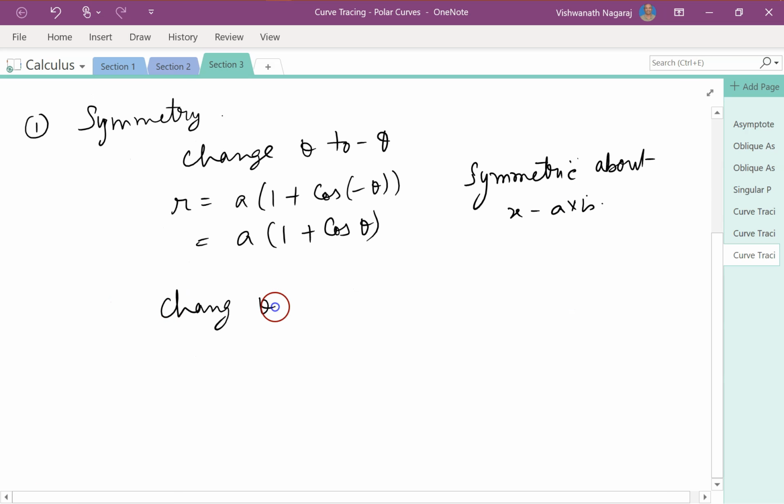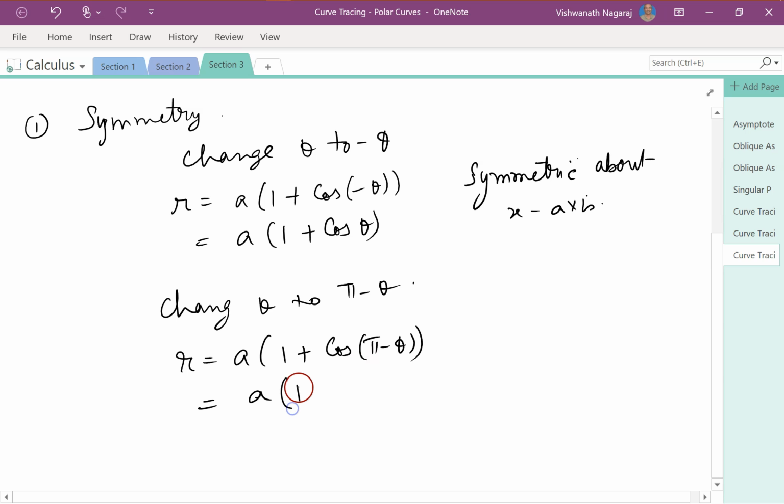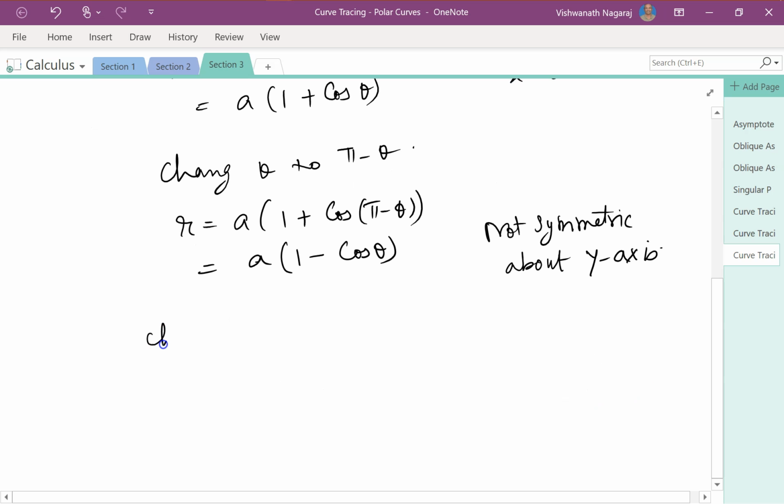Now change theta to pi minus theta. So what do we get? r is equal to a times 1 plus cos pi minus theta. Now in this case what happens? Cos becomes minus, so it becomes 1 minus cos theta. So not symmetric about the y-axis.